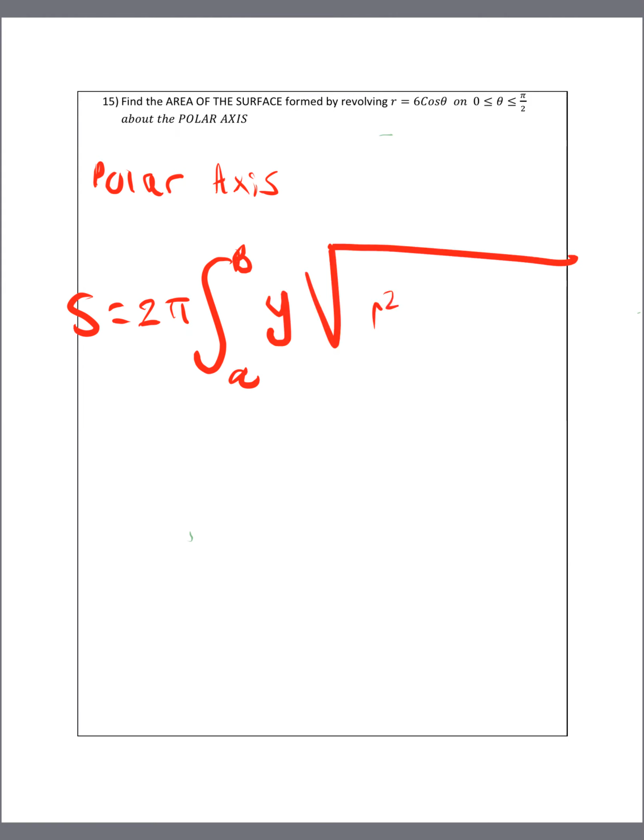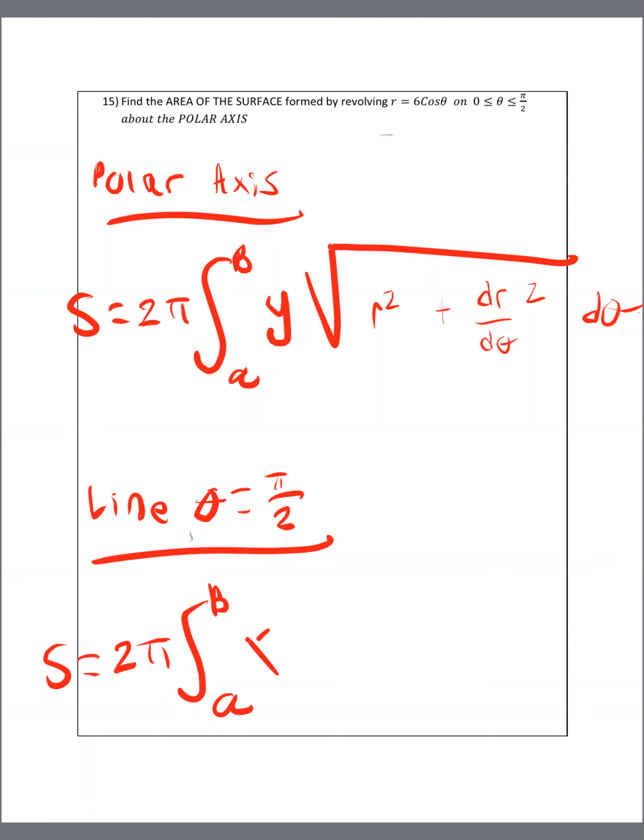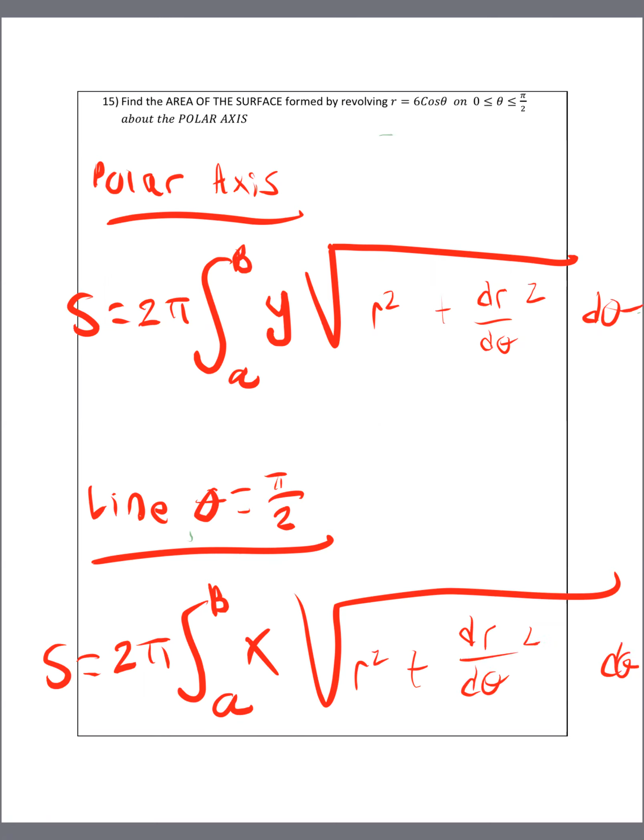R squared plus dr over d theta squared, with respect to d theta. When it's the line theta is equal to pi over 2, we have another 2 pi. This time, as you guys can probably guess, it's an x, and it's the same rest of the formula. R squared plus dr over d theta with respect to d theta. And those are the two formulas we're going to be dealing with.